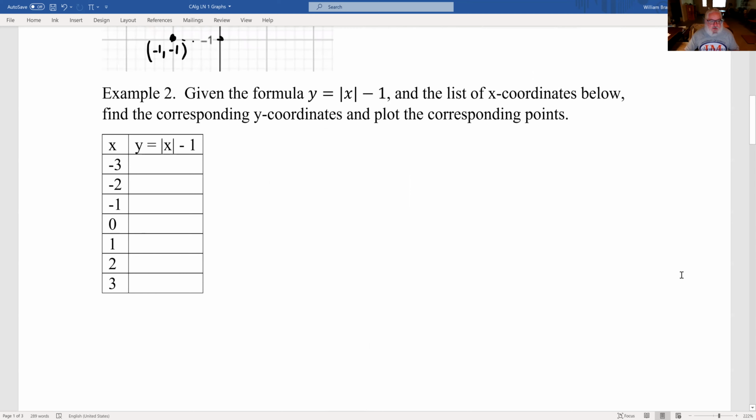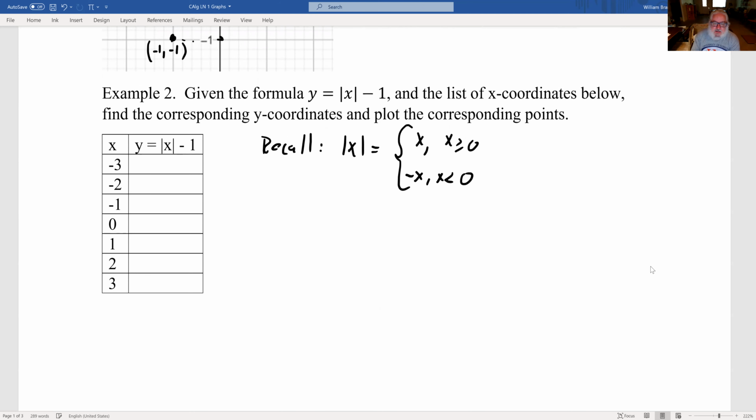Okay, so if you have a formula, you can plot the graph of a formula by starting with your x and you determine your y values from that. So y equals absolute value of x minus 1. Recall that the absolute value of a number is technically the number itself if the number is positive, the negative of the number if the number is negative.